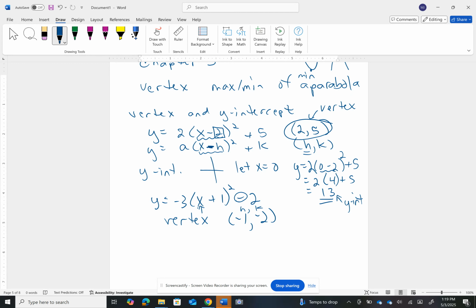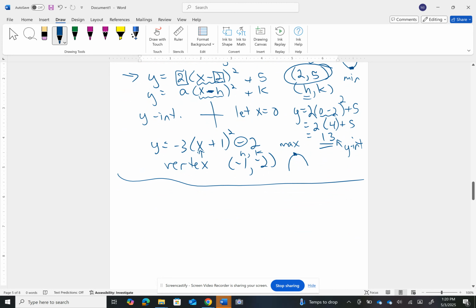Now they didn't ask me on this one, but on the first example I did, see how this 2 out in front is positive, so that parabola opens up? Then that would make the vertex a minimum, okay? And on this one, the parabola opens down, so that would make the vertex a maximum, okay? But I'll do the max-min with a parabola that's in y equals ax squared plus bx plus c form.